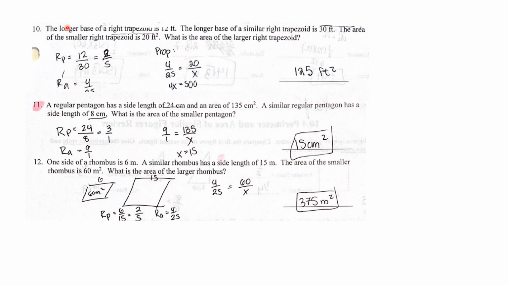Number 10, it tells us that the longer base of a right trapezoid is 12 feet. The longer base of a similar right trapezoid is 30 feet. The area of the smaller right trapezoid is 20 feet squared. What's the area of the larger right trapezoid?